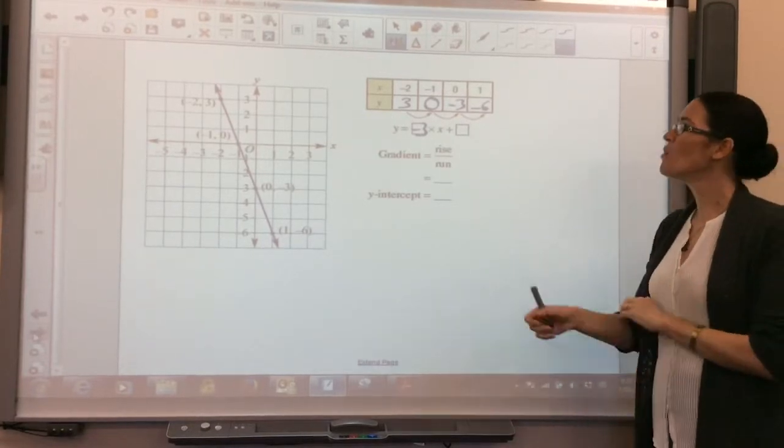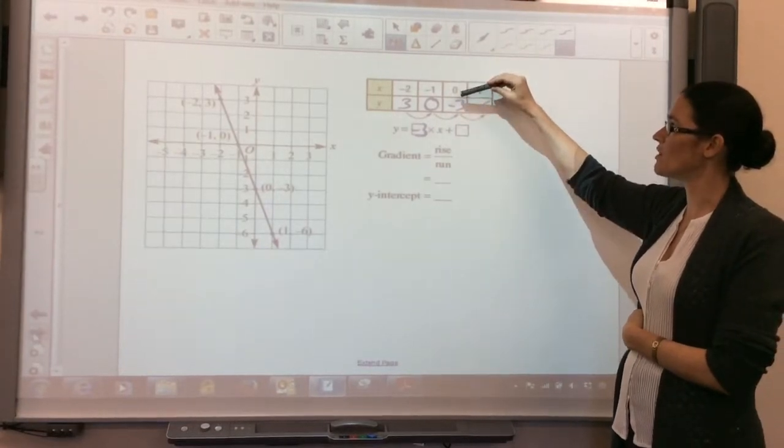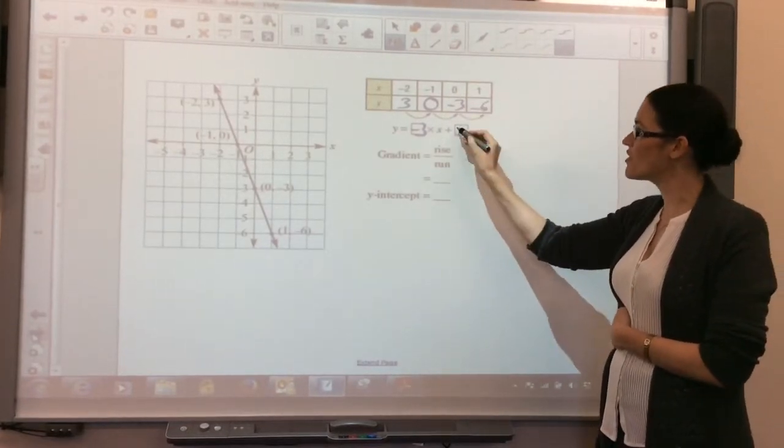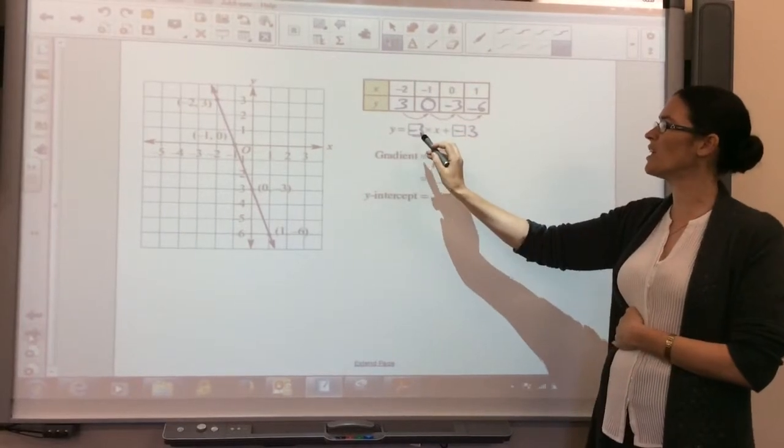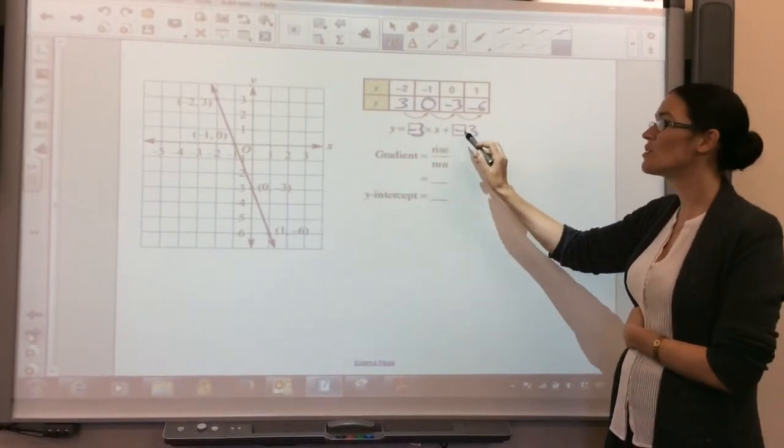What's happening when x is 0? What does our y value give us? -3. That's our constant. So our coefficient was -3, and our constant was -3.